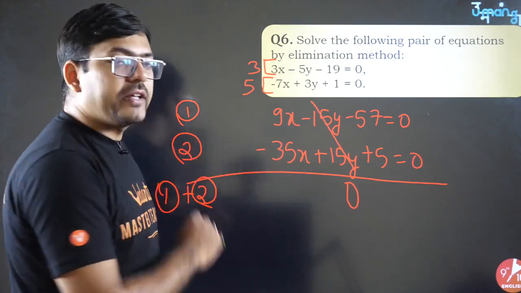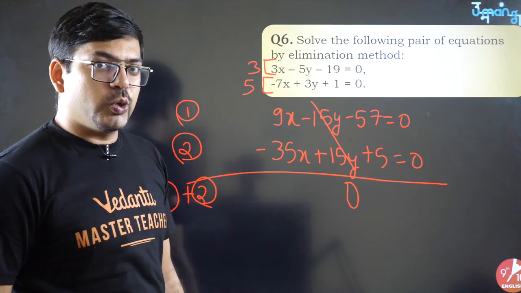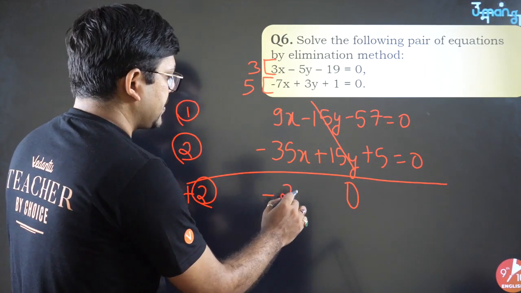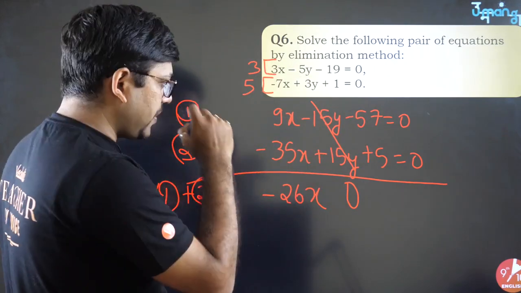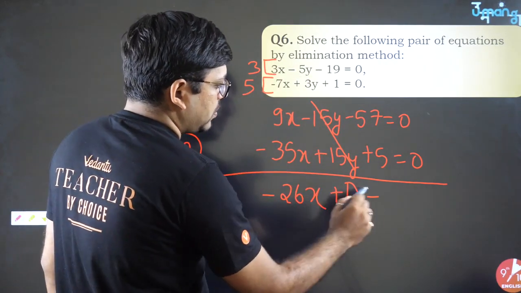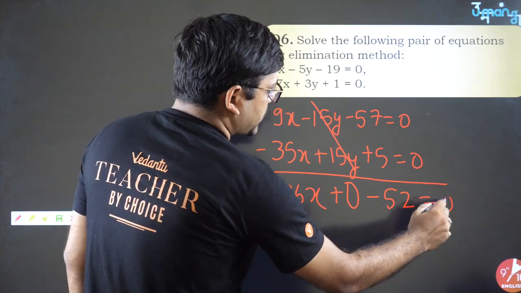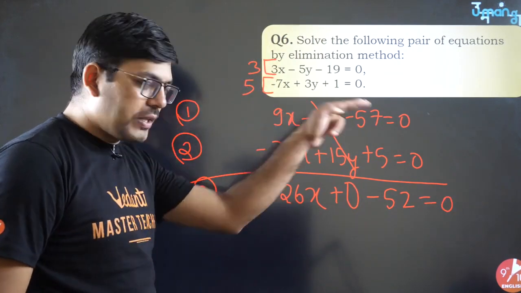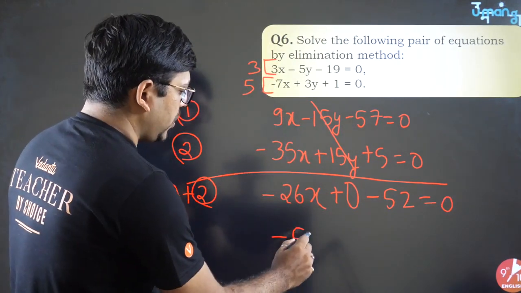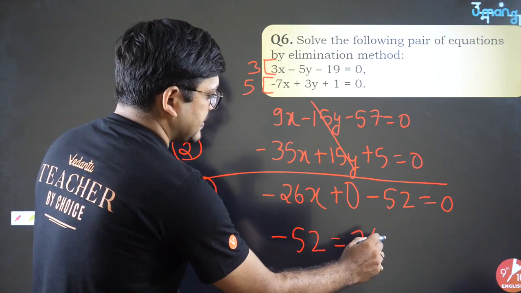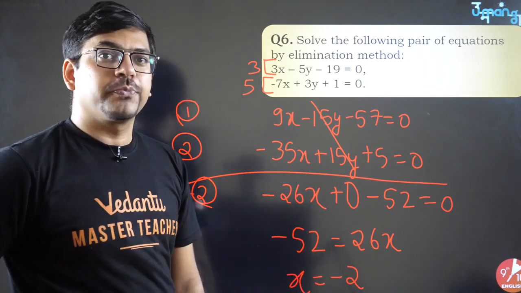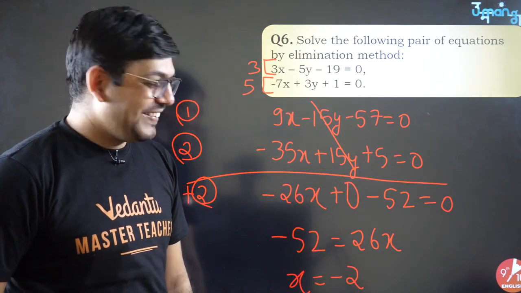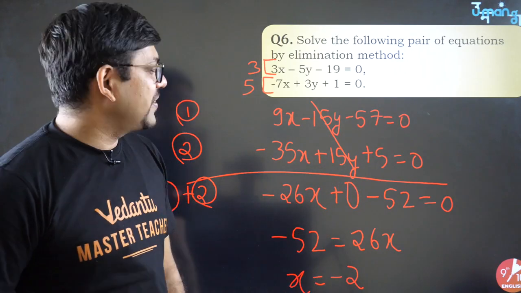And 9 minus 35, it's minus 26x. And minus 57 plus 5 is nothing but minus 52. Minus 52 equals 0. So if you send it to that side, you get minus 52 equals 26x, which you can solve and you will get x equals minus 2. Isn't that simple? So x equals minus 2, that's the answer.